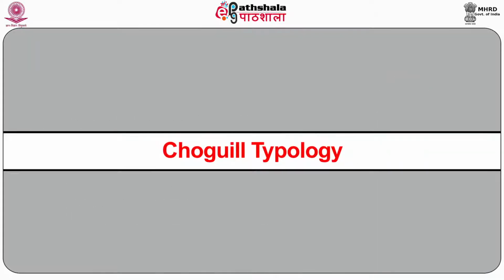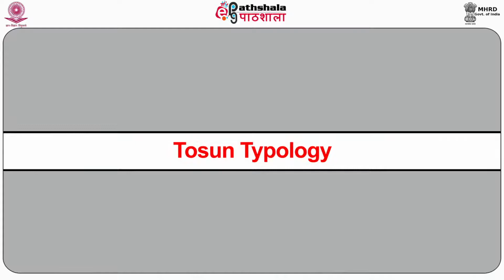Then there is Choguill typology, which was proposed in the year 1996, especially for underdeveloped countries. According to this typology, there are 8 hierarchy levels which are as follows: self-management, conspiracy, informing, diplomacy, dissimulation, consideration, partnership and empowerment. Then the next one is the Tosun typology.